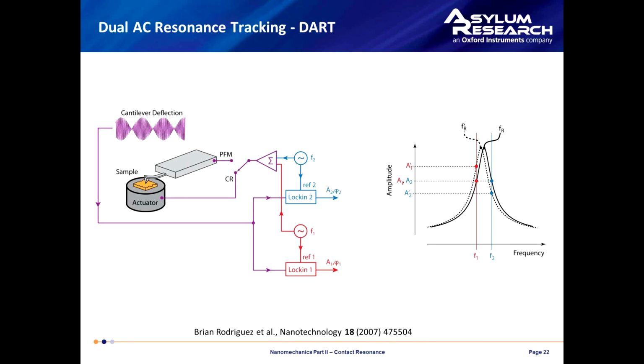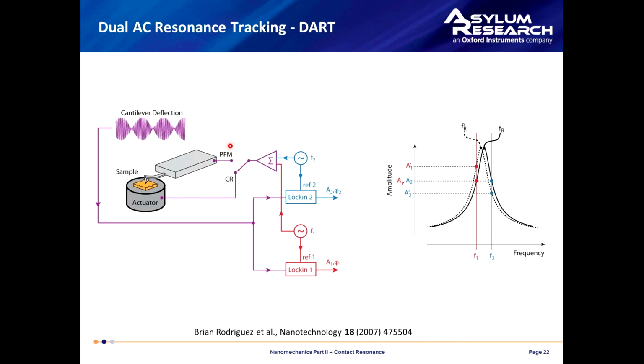This schematic shows the setup for dual AC resonance tracking, or DART operation. The cantilever is driven with the sum of two frequencies, a sine wave F1 that is below the resonant frequency and a sine wave F2 that is above. So F1 is below, F2 is above. Those two signals are summed together, and then they go through an amplifier.